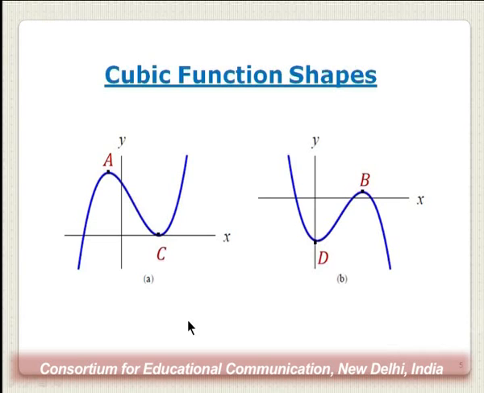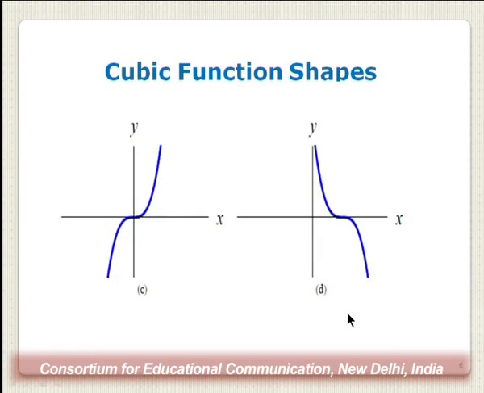So the upshot of this discussion is that if you look at both these graphs on this slide, each graph here has two turning points. The first graph has two turning points, A and C. The second graph also has two turning points, B and D.